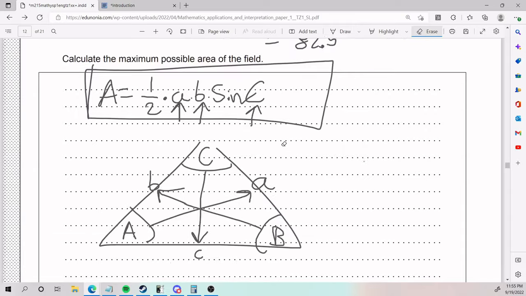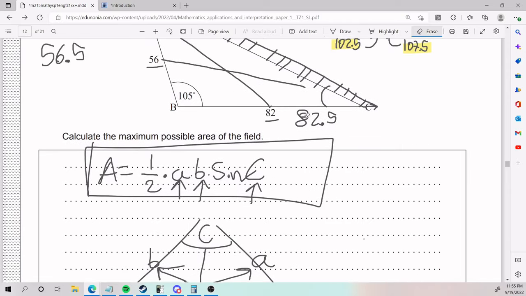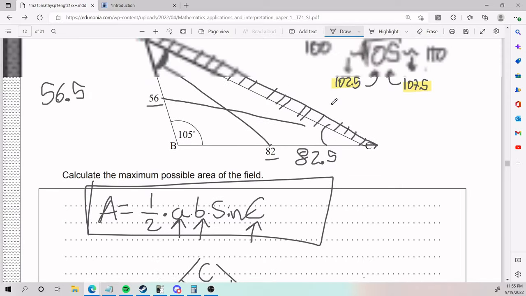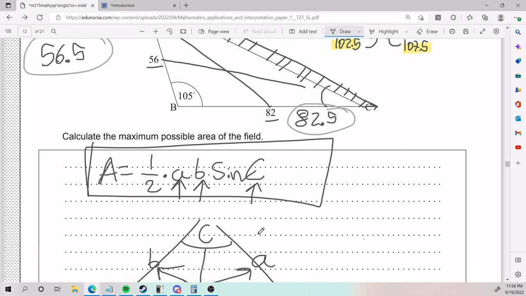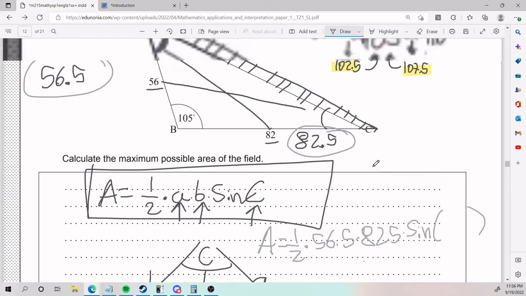So, all right, now that got explained, let's remember that we're using these big and small values, cierto? So we're gonna have two scenarios. We're gonna have a scenario where we plug in, of course, the biggest sides, always, cierto? So we're gonna have A equals 1/2 times A times B times sine C, cierto?